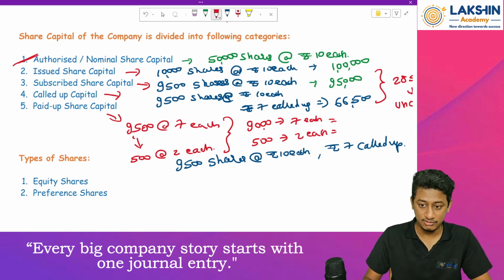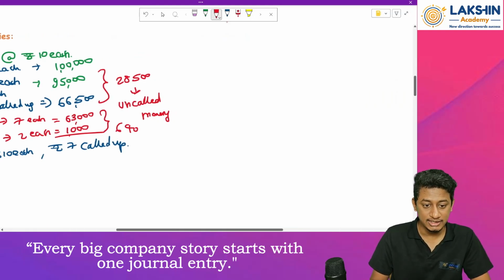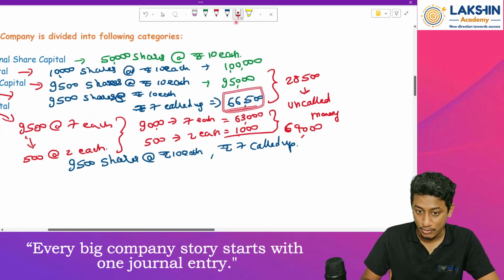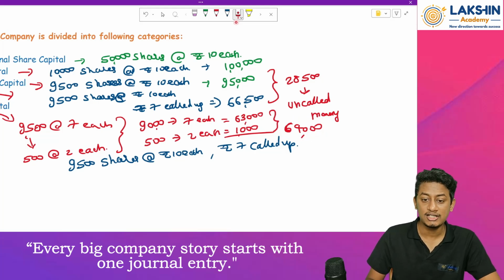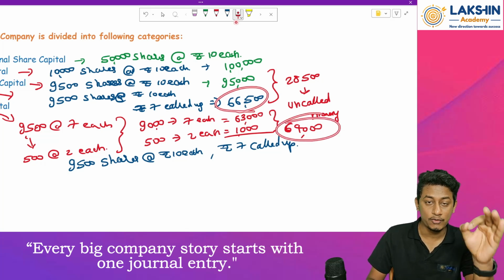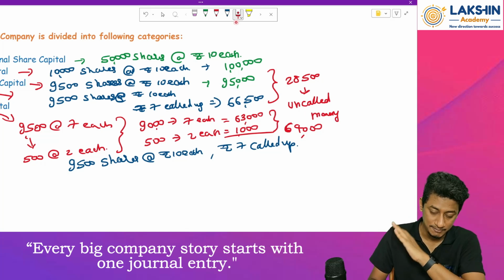So how much is totally received? 9,000 into 7 equals 63,000, whereas 500 into 2 equals 1,000 rupees. So only 64,000 has been received. How much was supposed to be received? 66,500 was supposed to be received from the people, but I have received 64,000. So, sir, what is the difference amount then? The difference amount of rupees 2,500 is called call in arrears. We have a separate topic for that, don't worry.